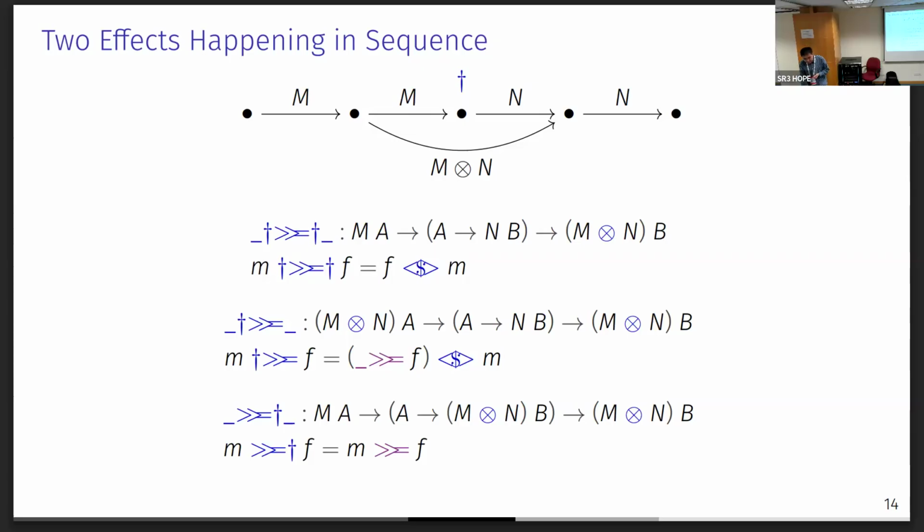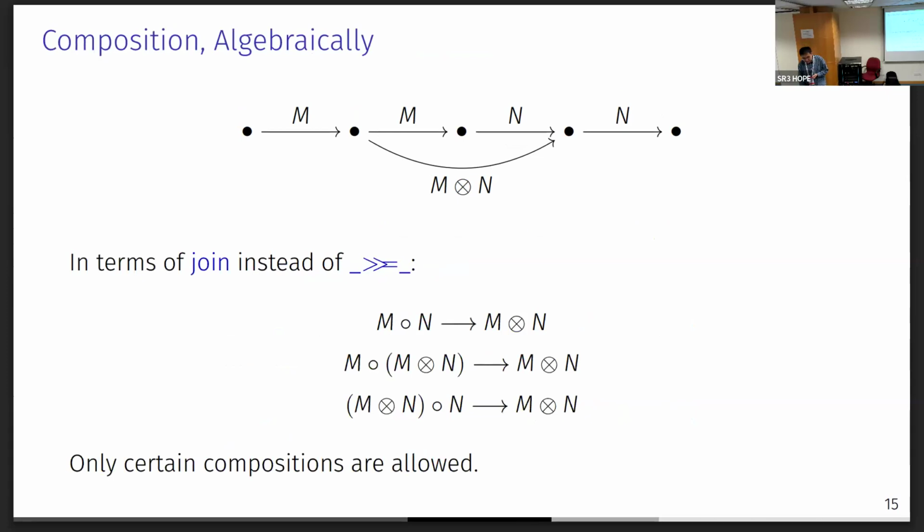So it might be even more intuitive if we consider the composition in terms of join instead of bind. If we think of all these compositions in terms of join, we see that the first composition is just an identity. It's lifting from M composed with N to M composed with N. So it's an identity. And for the other two, it's really just absorbing the extra M or N into the composition structure by using the respective join for the respective monad.